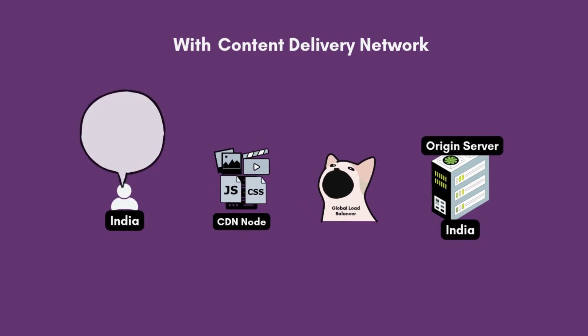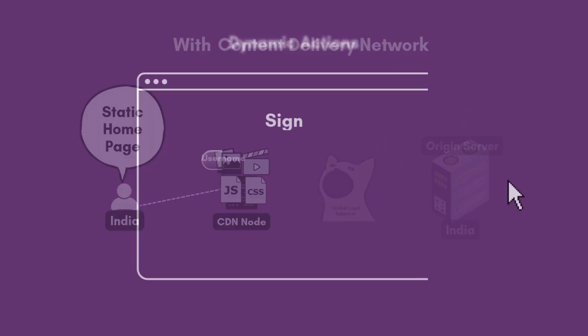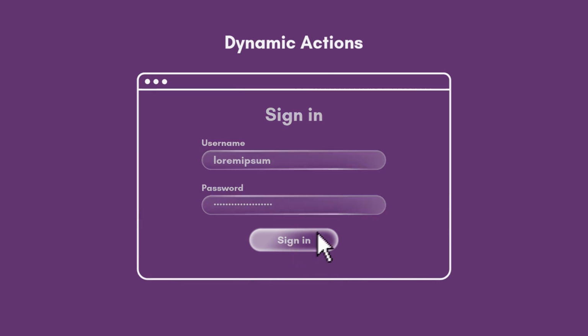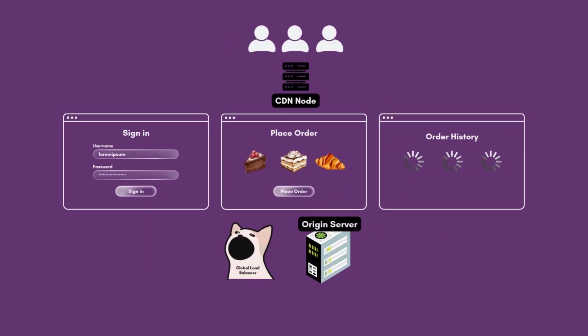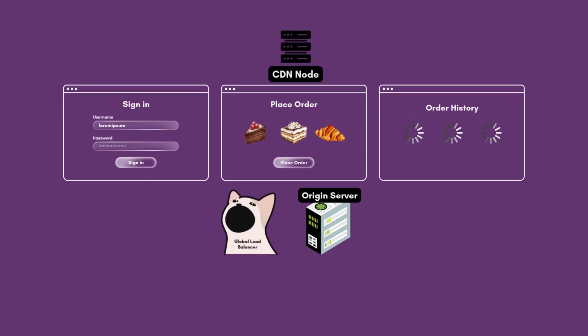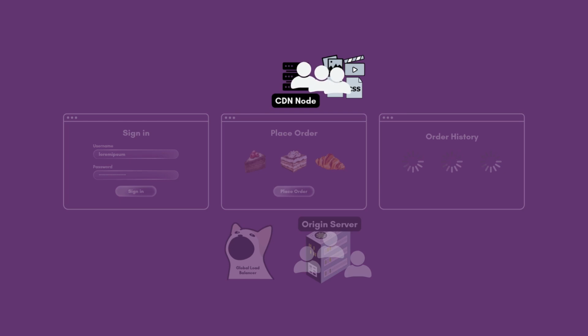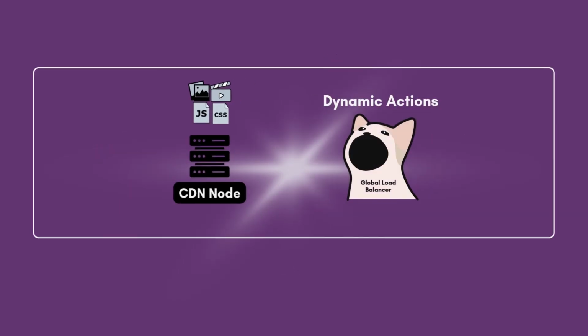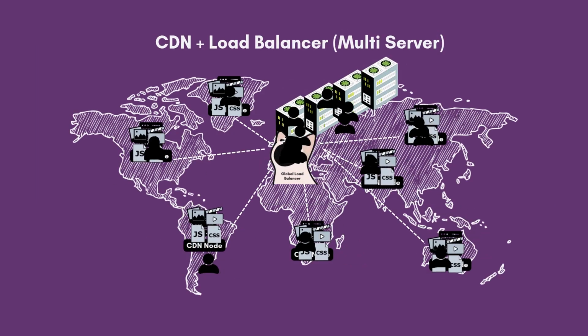In fact, if a request is only for cached static content, it may never even reach your load balancer or application servers. Only dynamic actions, such as logging in, placing orders, or retrieving fresh data from a database, need to travel back to your application servers. This is why CDNs and load balancers are often used together. The load balancer routes users to the appropriate server, while the CDN serves static content from locations even closer to users. Together, they reduce latency, lower server load, and help your system handle massive traffic spikes.